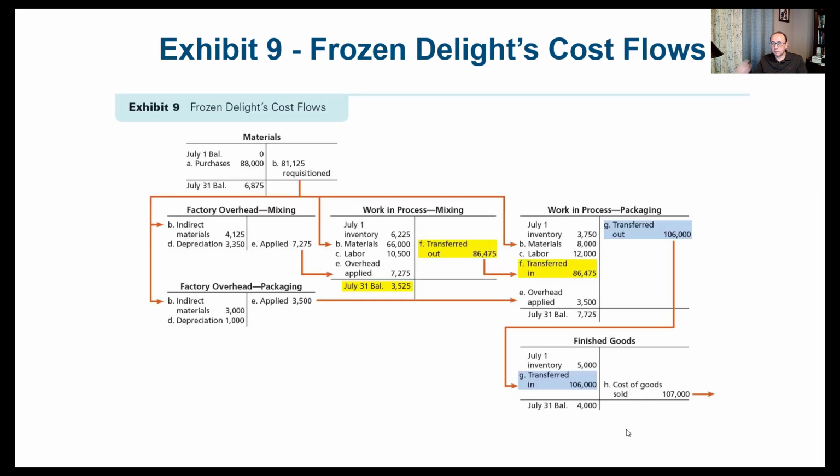So we can see this on the T accounts. We have the material, we have the factory overhead, we had it for mixing and packaging, we had the work in process for mixing and packaging. Please notice that we transfer from mixing to packaging, and then it goes to finished goods, and then finally to cost of goods sold.